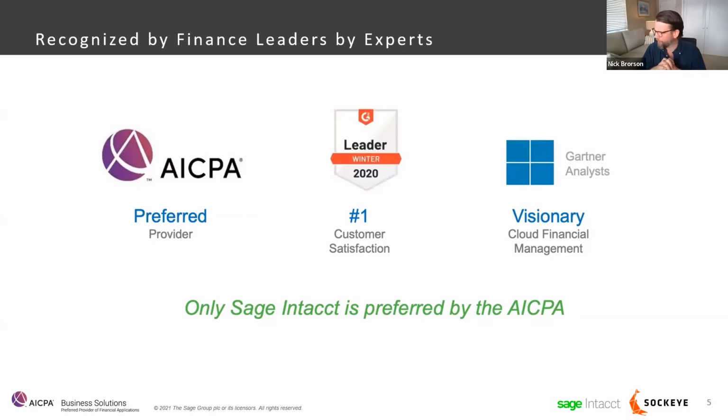G2 Crowd, which is sort of a Consumer Reports for business software, has ranked it as the number one application for customer satisfaction for a number of years in a row. And likewise, it's been listed as a visionary within Gartner's analysis. What all of this means is your peers, professional associations, as well as industry analysts have ranked this at the very top of the ERP paradigm.